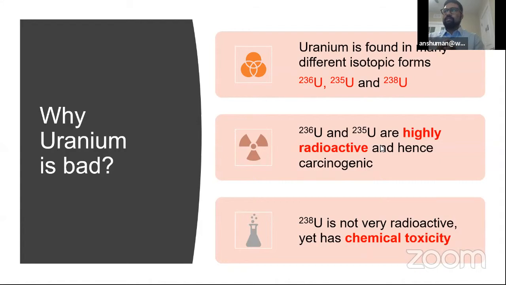Why are we concerned about uranium? Uranium is found in many different isotopic forms, as many of you might know. Among them, U-236 and U-235 are highly radioactive and they are carcinogenic. Uranium-238 is not very radioactive, but it has chemical toxicity, especially it's bad for kidneys. And out of all these isotopes, we get uranium-238 in much abundance in the subsurface.